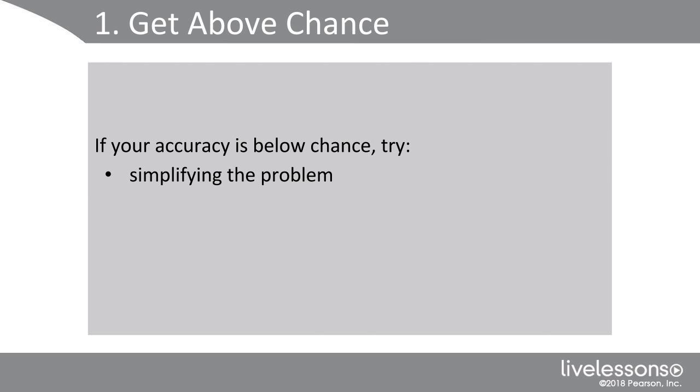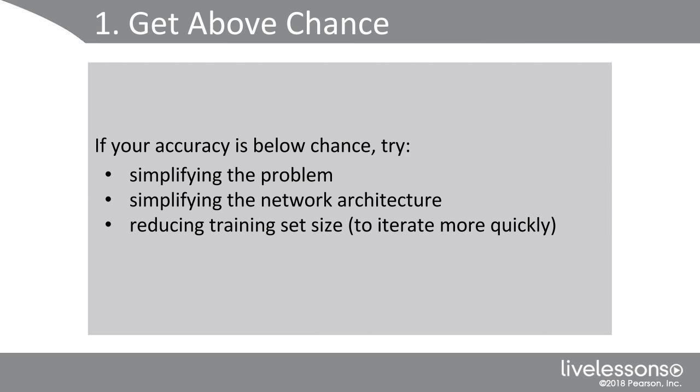Another way that you could try to obtain above chance learning is by simplifying your network architecture. So maybe you've put together this really deep, elaborate, convolutional neural network and you're not getting any good results. Well, simplify things. Comment out some of your layers and start with just a simpler architecture. And another idea for obtaining above chance learning is to reduce the size of your training data. That allows you to iterate more quickly. If it only takes a few seconds between epochs, then you'll be able to get a sense of what's working, what isn't working more quickly than if you have to wait minutes or hours per epoch.